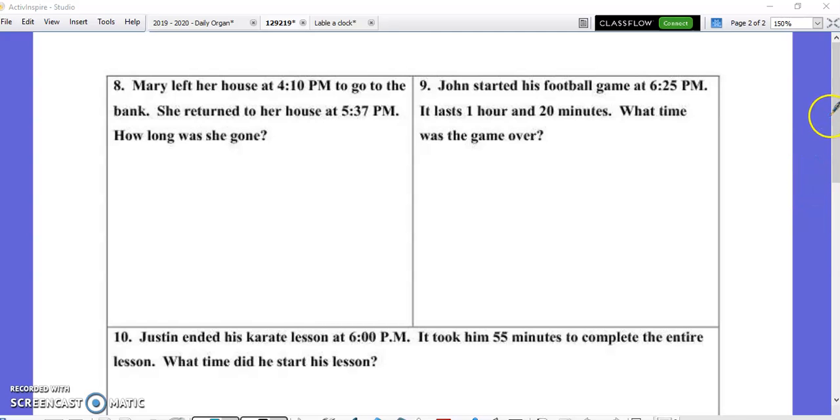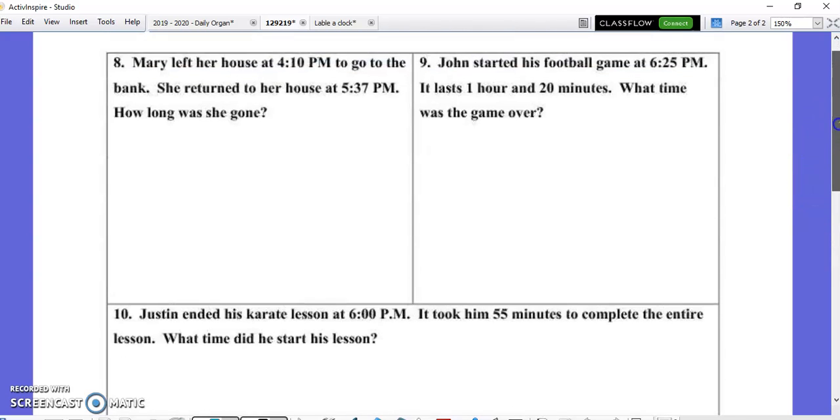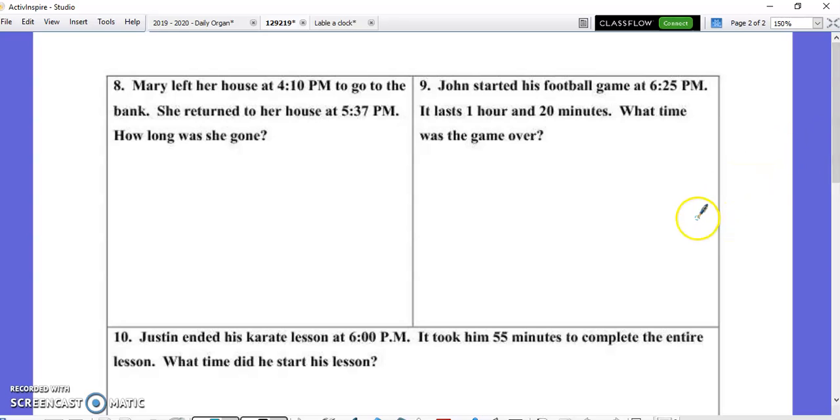Numbers 8, 9, and 10 are all word problems that can utilize the mountain, hill, and rock strategy. You can see we have a start time of 4:10 and end time at 5:37 for number 8. For number 9, you have a football game that's starting at 6:25, and they're giving you the elapsed time of 1 hour 20. So they want to know what time the game is over. Well, in that case, you would need a mountain, which is going to be 1 hour, and then a hill, 5 minutes, a hill, 10 minutes, 15 minutes, 20 minutes, and then go back and determine what time it is.